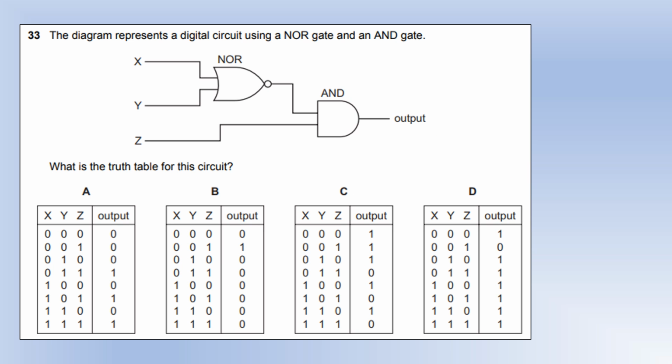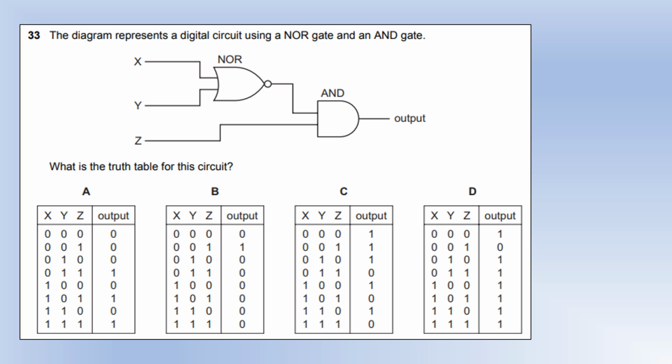Okay, so we've got a diagram with a digital circuit using a NOR gate and an AND gate. So what is the truth table for this circuit? So the way I'm going to approach this is using this AND gate at the end. So if Z is off, the output must be off too. So that allows us to eliminate C and D straight away, because we've got Z being off in the top line and the output is 1, which doesn't make any sense.